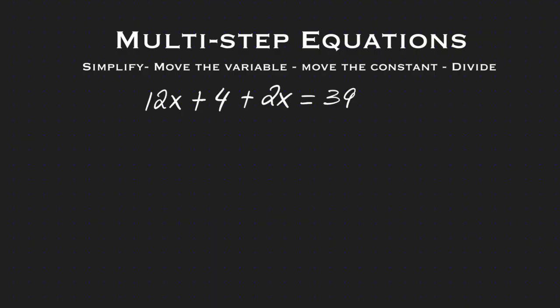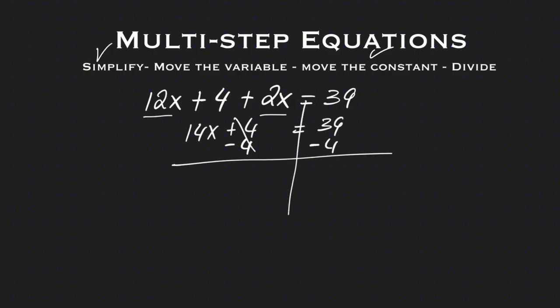So again, we're starting with simplifying the equation. So we're going to combine like terms. 12x and 2x are like terms. So 12x plus 2x equals 14x, plus 4 equals 39. Now we're going to move the constant to the other side because the variable is already on one side. So let's subtract 4 from both sides. All right, bring down the 14x. 39 minus 4 is 35.